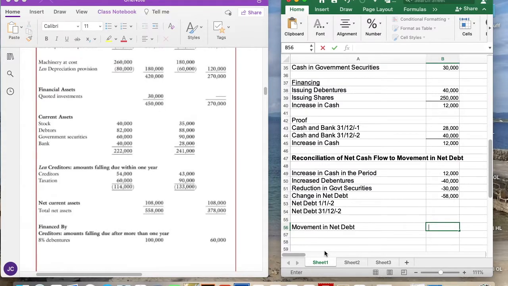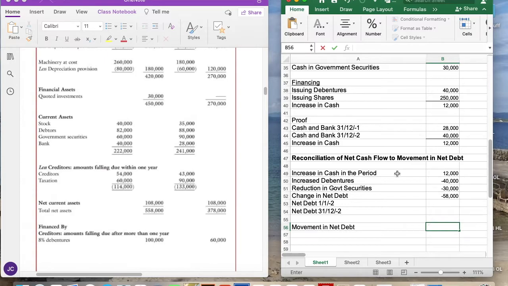So the last document basically looks at how indebted we are now compared to last year. So the net debt basically is how much savings do we have, that's a plus number, and how much did we borrow, that's a minus number. So we're looking at those two together. So we start with the increase in cash from the period that we got from the previous document of 12 grand.